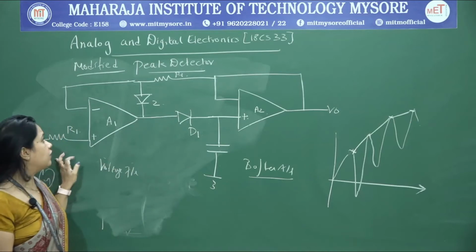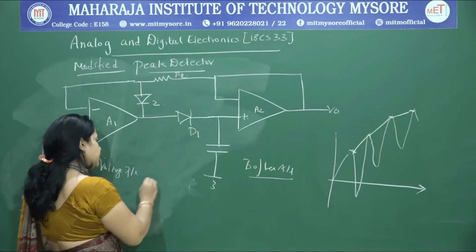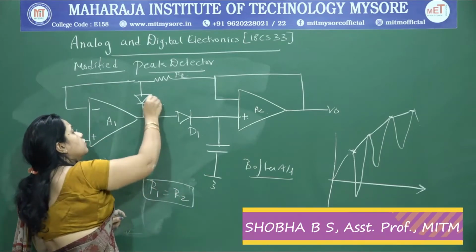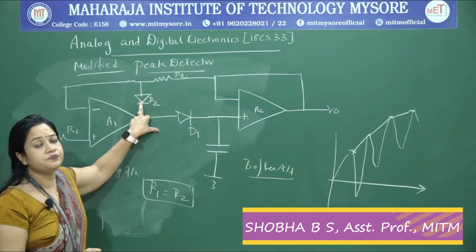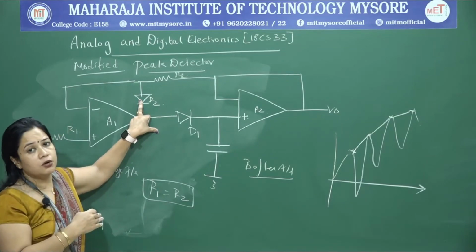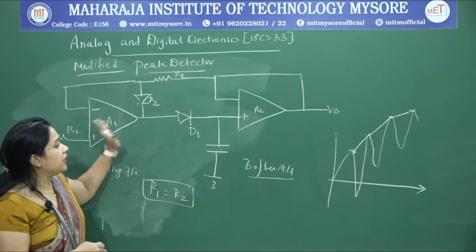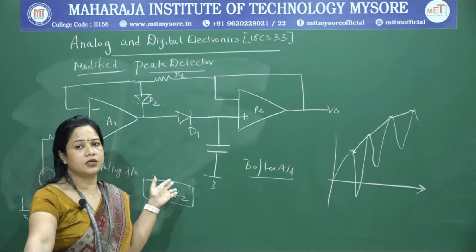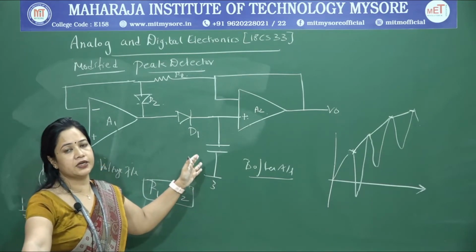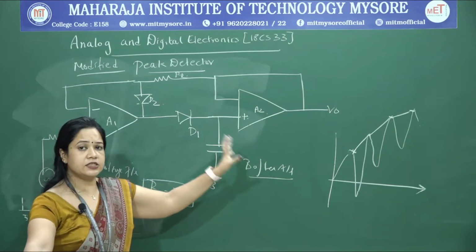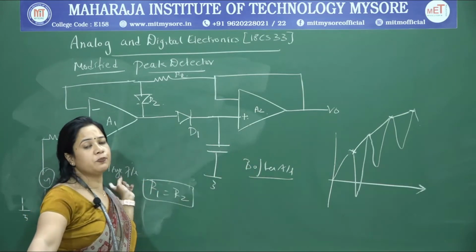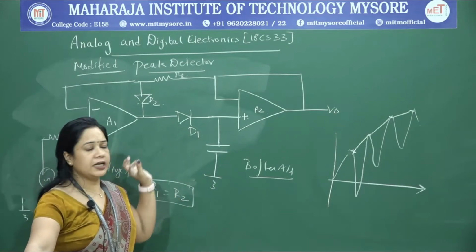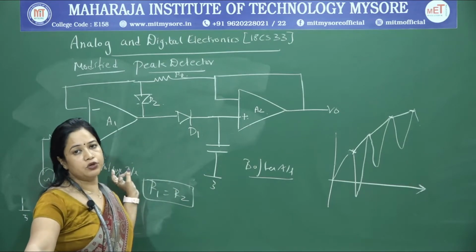We usually take the values of R1 and R2 equal, and diode D2, what you see here, is used to prevent the output from going into positive saturation. So this is a peak detector circuit wherein the operational amplifier is used as a part of your peak detector circuit, wherein the output at any instant of time is proportional to the most peak value in the input. So it is, at any instant, the peak value of the input so far.